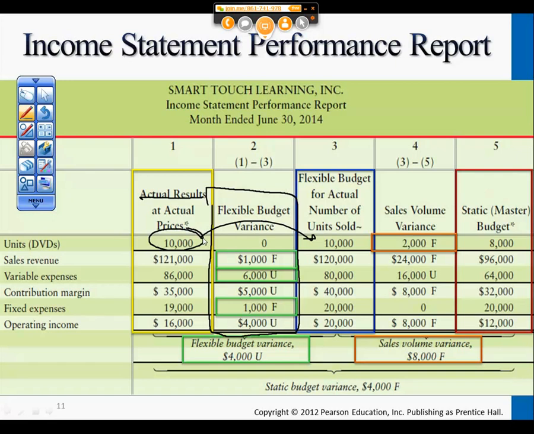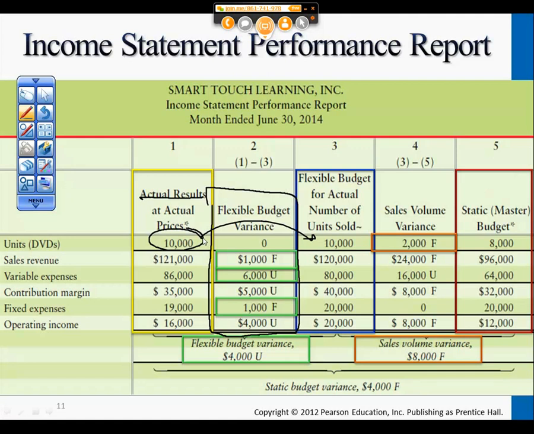Then we look at the sales revenue, and it's 121,000 minus 120,000, right? We got 1,000. And now we have another thing that we need to understand here, when it's favorable and when it's unfavorable. And once you understand, you can actually define it. Is this change in sales revenue favorable or is it unfavorable? If my actual results for sales revenue were greater than the flexible budget results, that's a good thing, right? So it's a favorable number. And just like that, going down the column, I calculate the rest of the numbers.